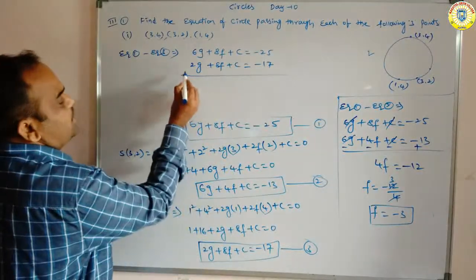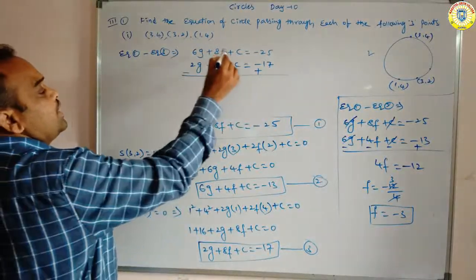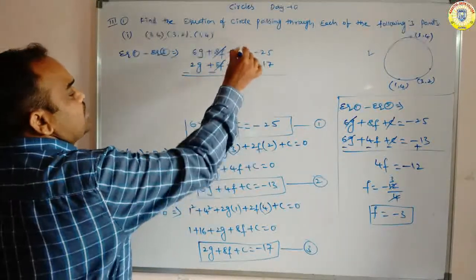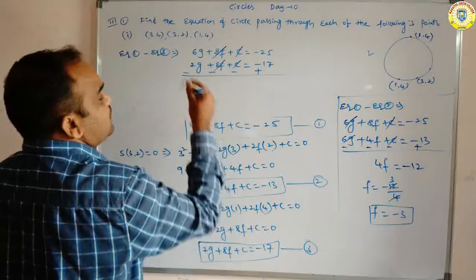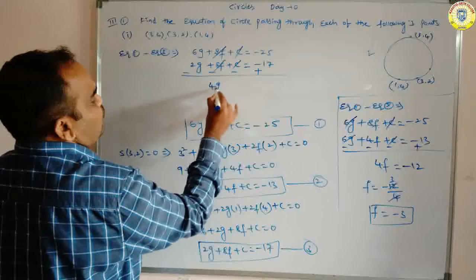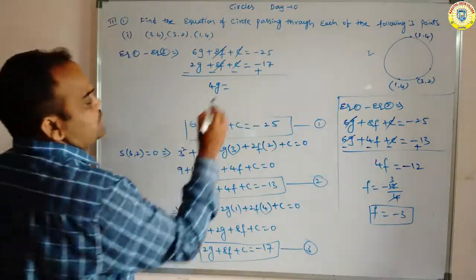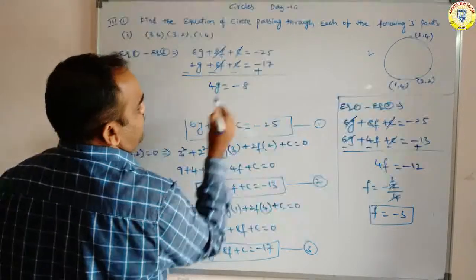Now we are subtracting: minus, plus. Okay? Here plus 8f minus 8f cancel. Plus c minus c also cancel. Here 6g minus 2g, what is the remaining value? 4g. Here minus 25 plus 17, that is nothing but minus 8.